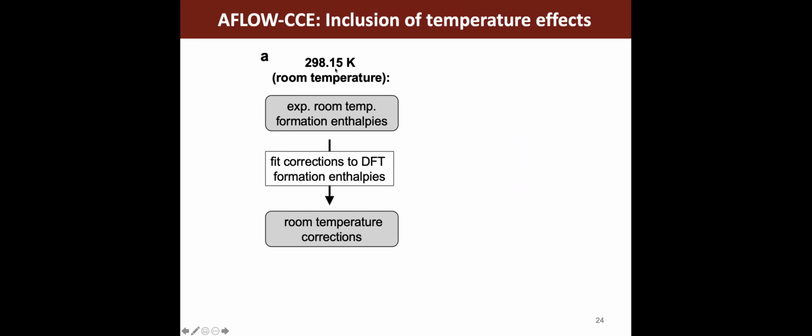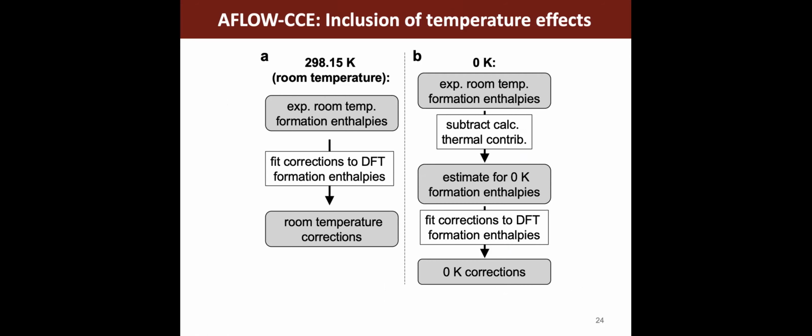So at room temperature, what you take for the fitting are experimental room temperature formation enthalpies. And when you fit your DFT corrections to these values, what you get is room temperature corrections, meaning that when you apply them, you get a direct estimate of the room temperature formation enthalpy of your compound. And on the other hand, when you are interested in the 0 Kelvin formation enthalpies, you can play a little trick in the sense that you start again from the experimental room temperature values, but you subtract from that the calculated thermal contribution to the formation enthalpy, which we can do for our fit set. And then you get an estimate for the 0 Kelvin formation enthalpies.